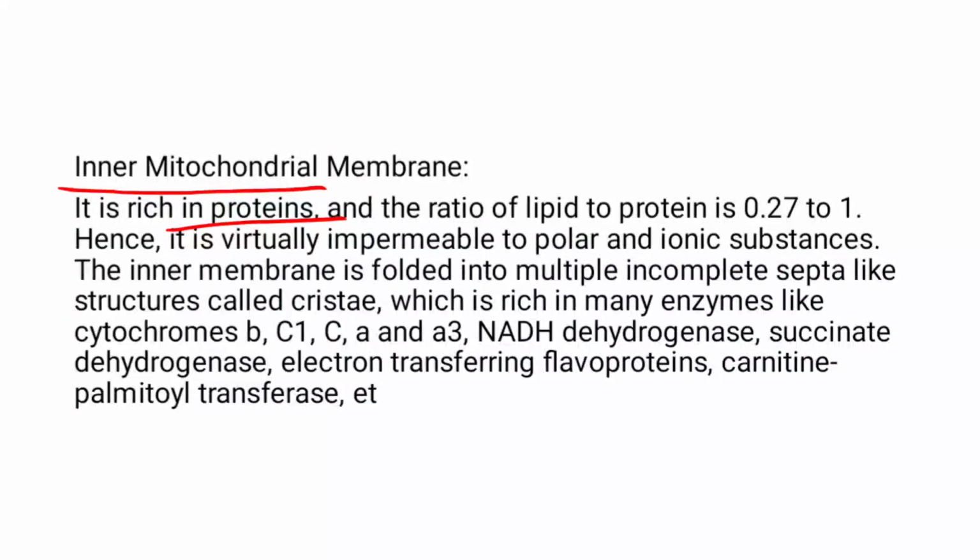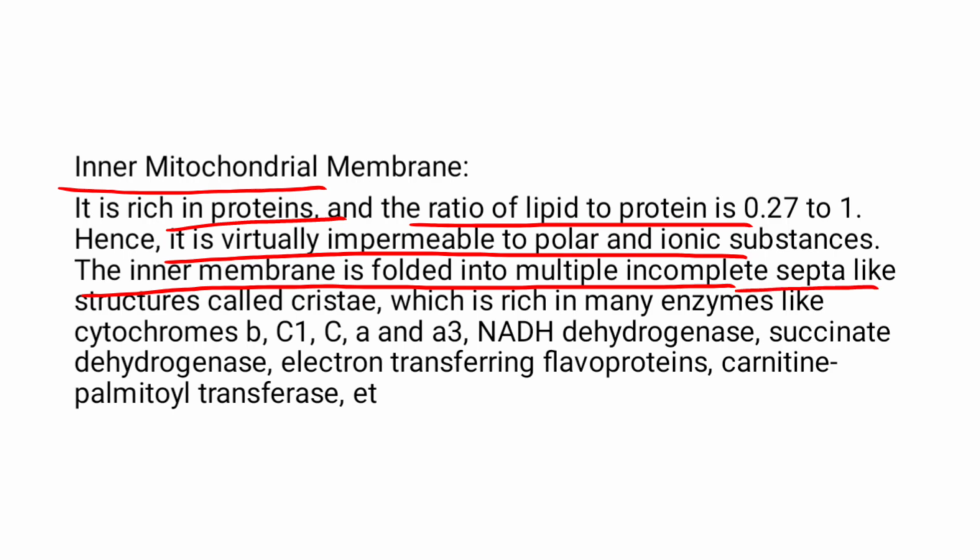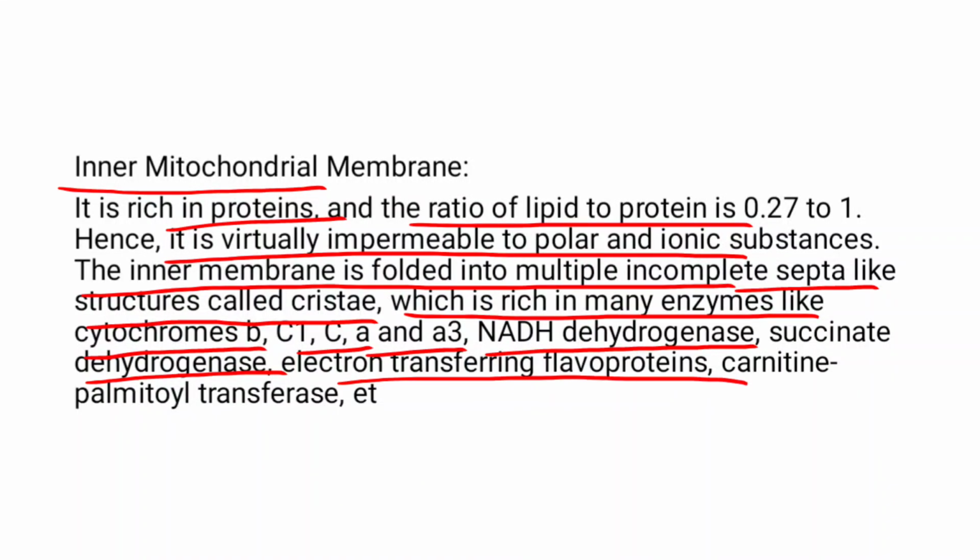Inner mitochondrial membrane. It is rich in proteins and the ratio of lipid to protein is 0.27 to 1. Hence, it is virtually impermeable to polar and ionic substances. The inner membrane is folded into multiple incomplete septa-like structures called cristae, which are rich in many enzymes like cytochromes B, C1, C, A and A3, NADPH, NADH dehydrogenase, succinate dehydrogenase, electron transferring flavoproteins, carnitine palmitoyl transferase, etc.